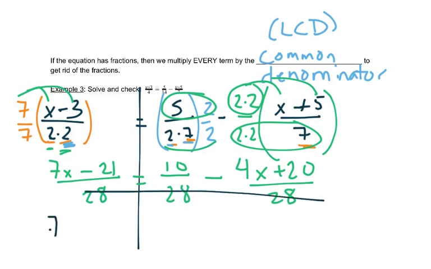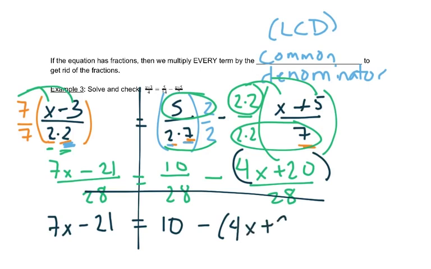So we really have 7x minus 21 equals 10 minus, and now here's where we have to be careful, because all of this was on the top and there's a minus in front of it. We need to keep it in parentheses or else we'll get the wrong answer. Probably we just need to think about it as having that here too. So now we've got a new problem that we can work without any fractions in it.